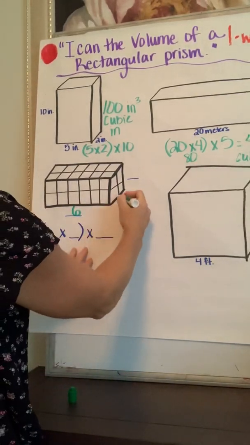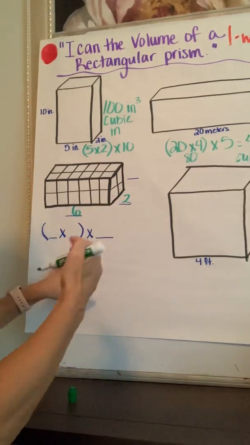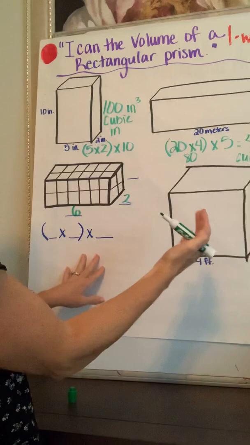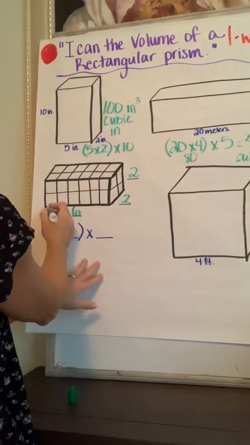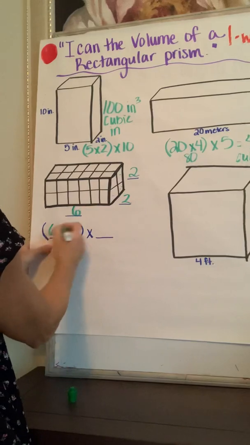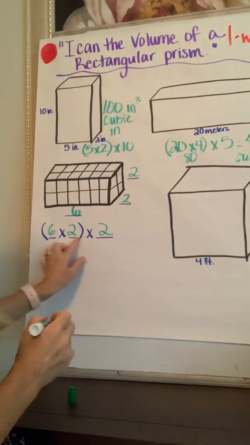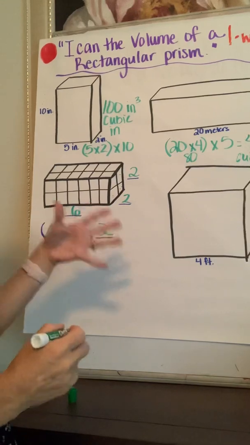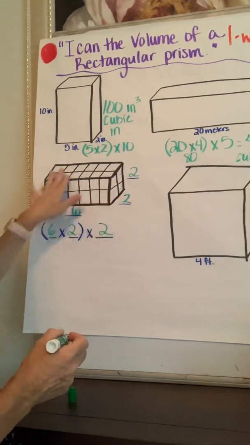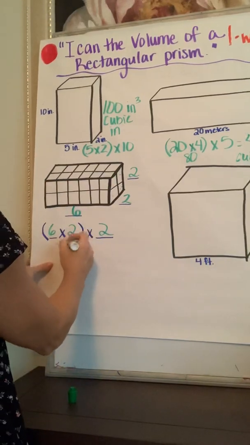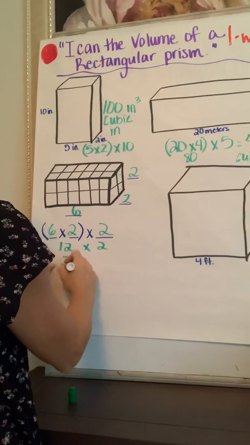Now we're going to look at width. I can see 1, 2. I have 2 cubes going back. And now height, our vertical, 1, 2. I have 2 high. So it's a 6 by 2 by 2. So I've found my 3 dimensions. Now, to find volume, I need to multiply. How many total cubes are there? 6 times 2 is 12, and 12 times 2 is 24.